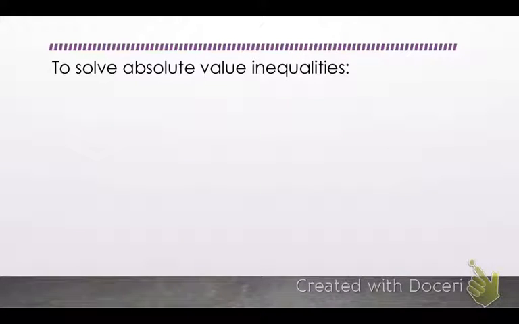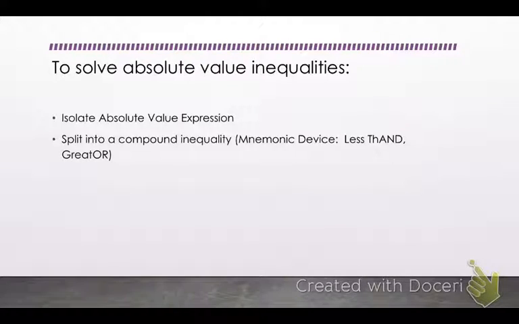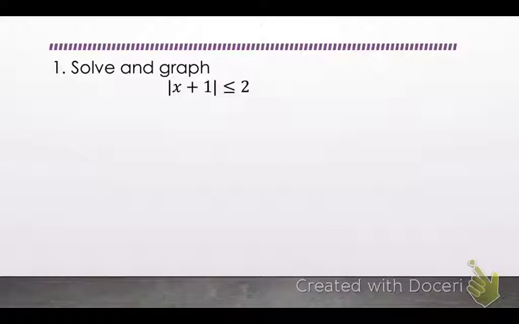So, in general, to solve absolute value inequalities, what you're going to do is isolate the absolute value expression. Once you do that, you're going to split it into a compound inequality. Remember your mnemonic device, less thand or greater. Then you're going to solve both of those inequalities and graph your solution. Let's make sense of this with an example.